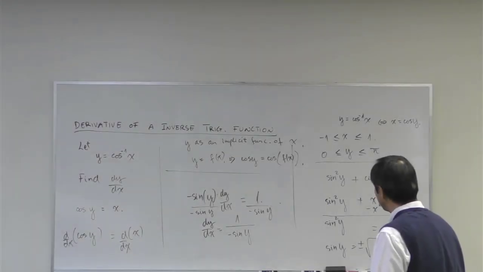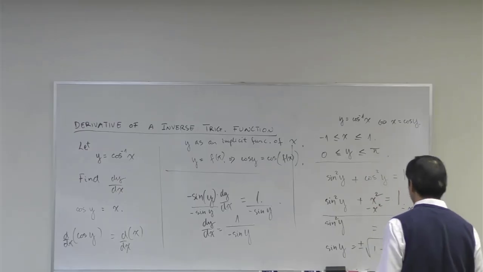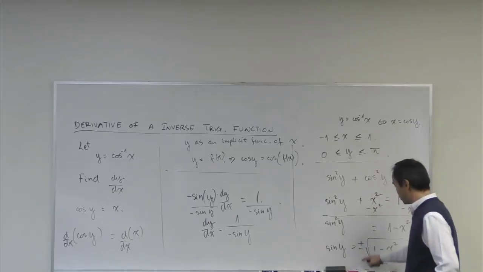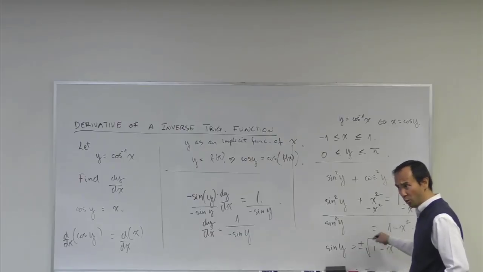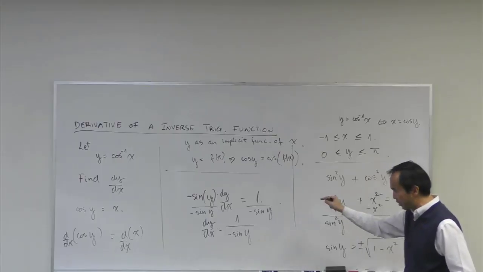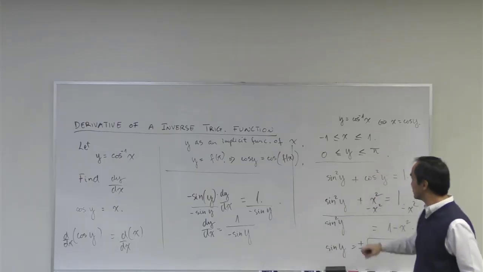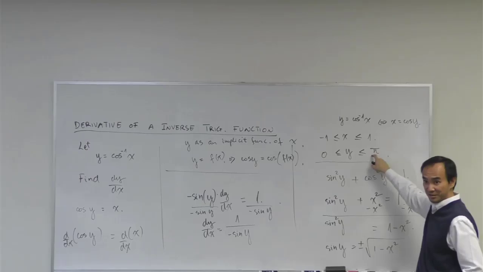But so once again, between the two square root answers here, sine of y can equal positive or negative square root of 1 minus x squared, right? Which one is the right one? Which one is the appropriate one for our case right here?